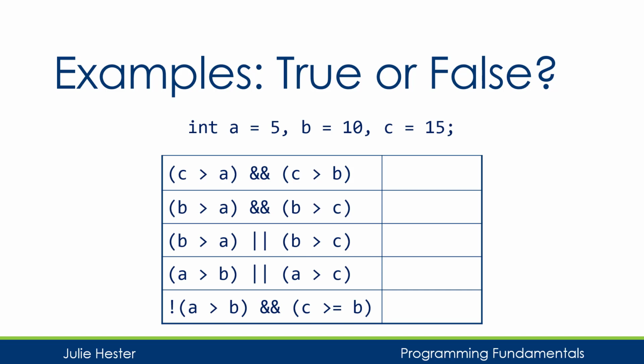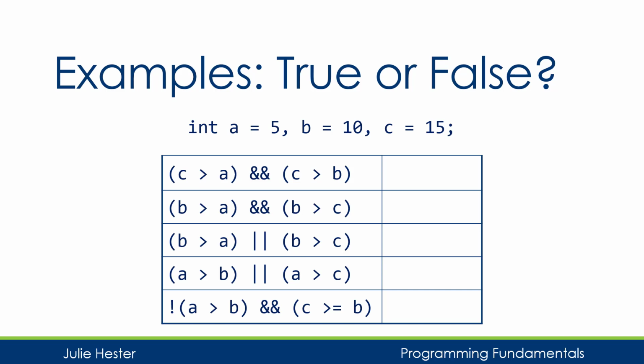On the second line, I'm first going to compare b to a. Is b greater than a? That's 10 greater than 5, and that is true. And on the right-hand side of this, I'm going to compare b to c. Is b greater than c? Or is 10 greater than 15? Well, that's not true. That's false. So what I have is true and false. So the overall expression in the second line is going to be false.